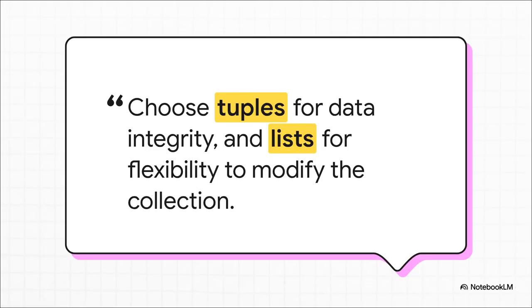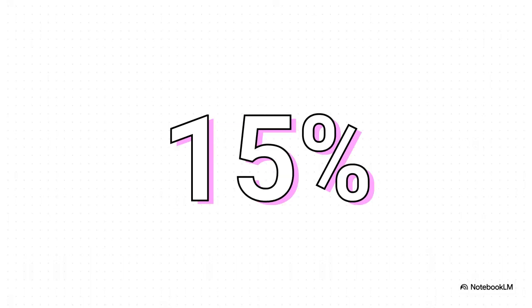So you see, it's not about which one is better, it's all about using the right tool for the job. The rule of thumb is simple. If your data's integrity is the top priority, choose a tuple. If you know you're going to need to modify that collection later on, you'll want a list. And those performance benefits I mentioned, they're not just trivial.